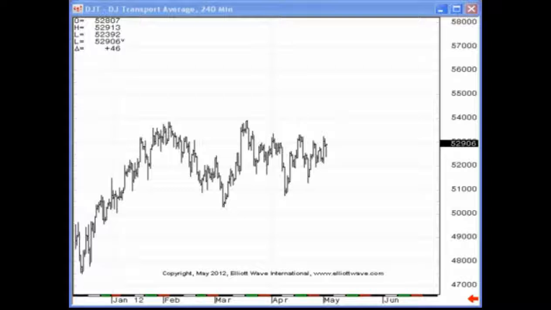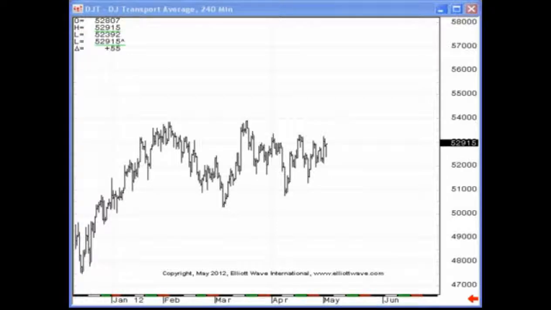We've learned that triangles may only form by themselves in the wave 4, wave B, or wave X positions, and that triangles always follow or precede the final move within a sequence. Sometimes the thrust following a triangle is very small, sometimes it's very, very big. So these are a few things that we've learned about this specific pattern this week in Elliott Wave Junctures.